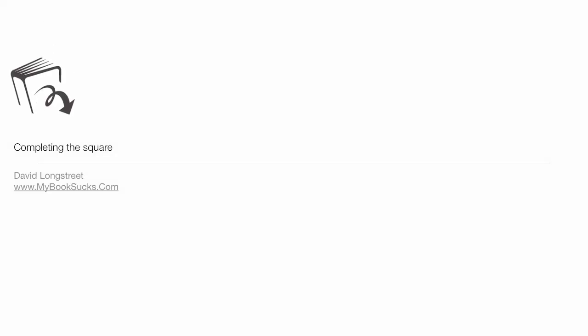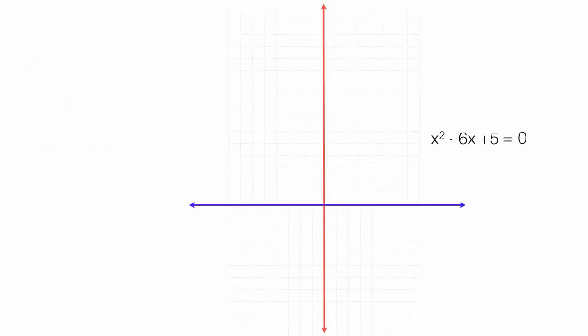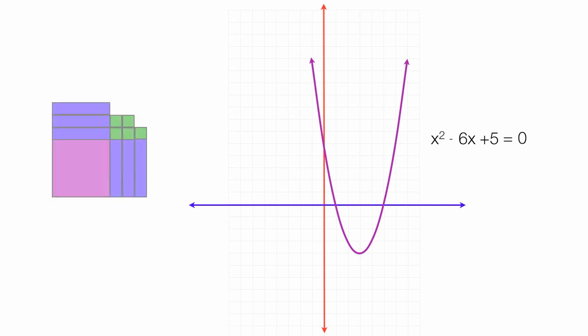In this tutorial, I'm going to show you how to complete the square for x squared minus 6x plus 5. This is the graph of the equation. If I use tiles to solve this equation, I would have to add 4 more tiles, in this case gray tiles, to complete the square. When we complete the square, or even the term completing the square, that's what it's referencing.